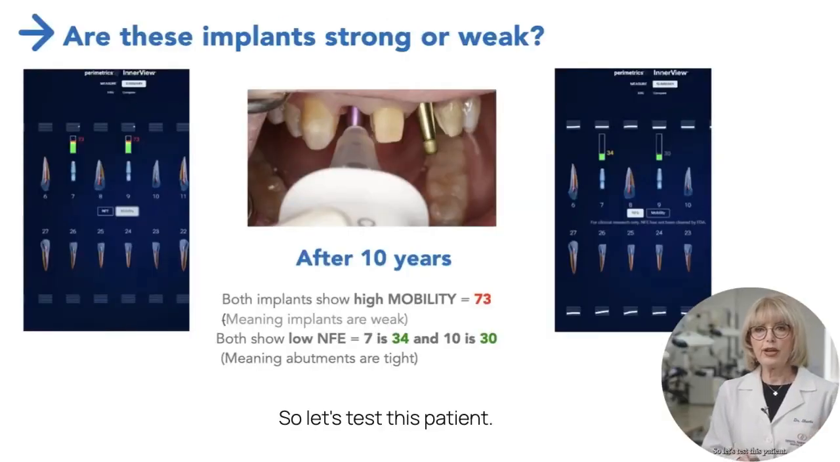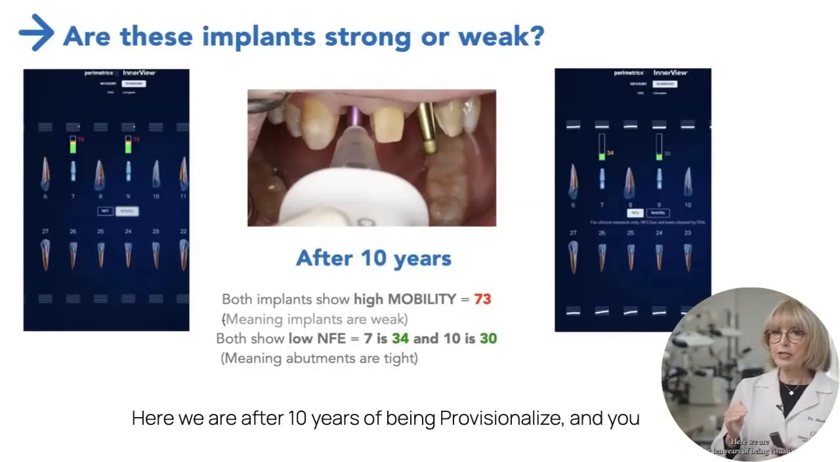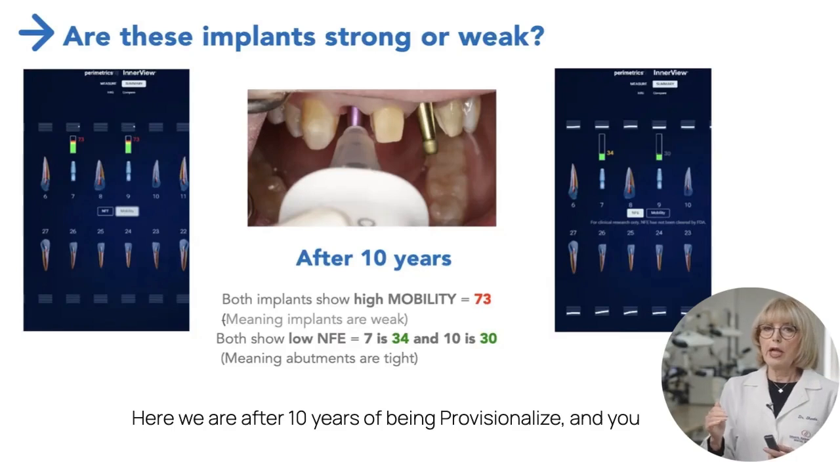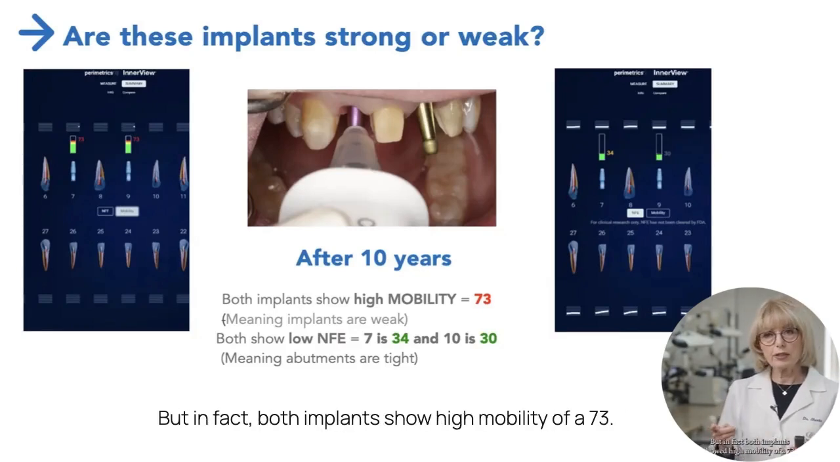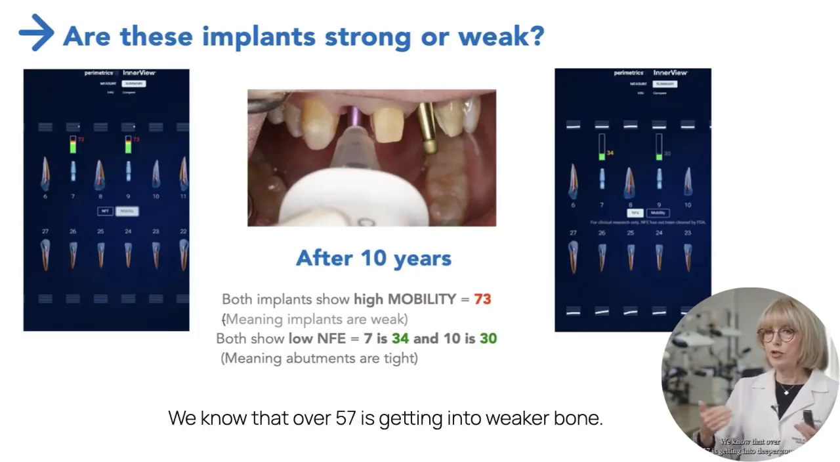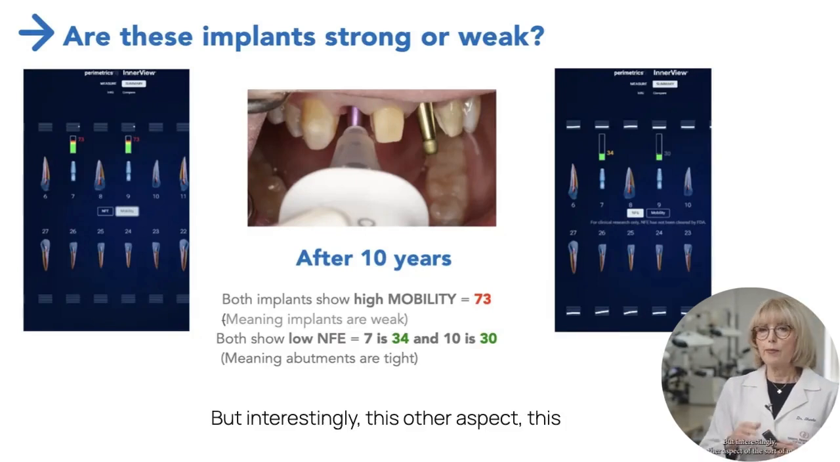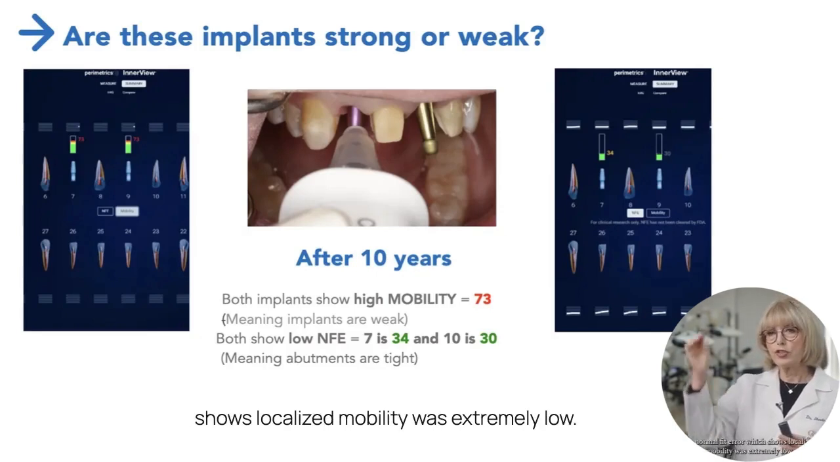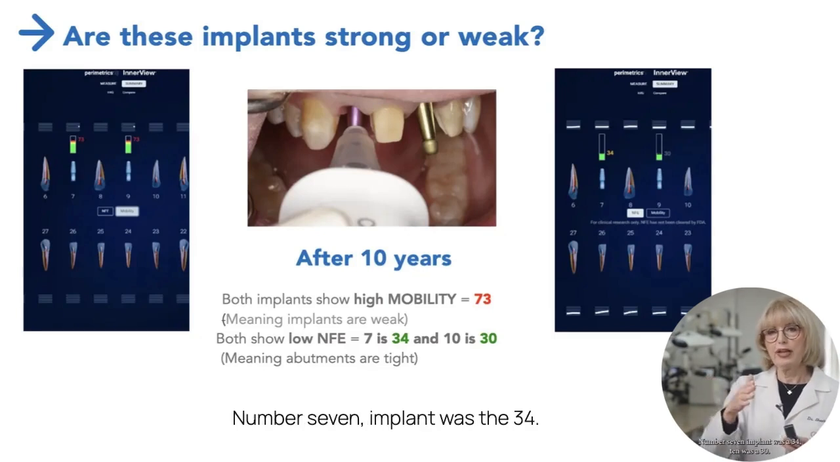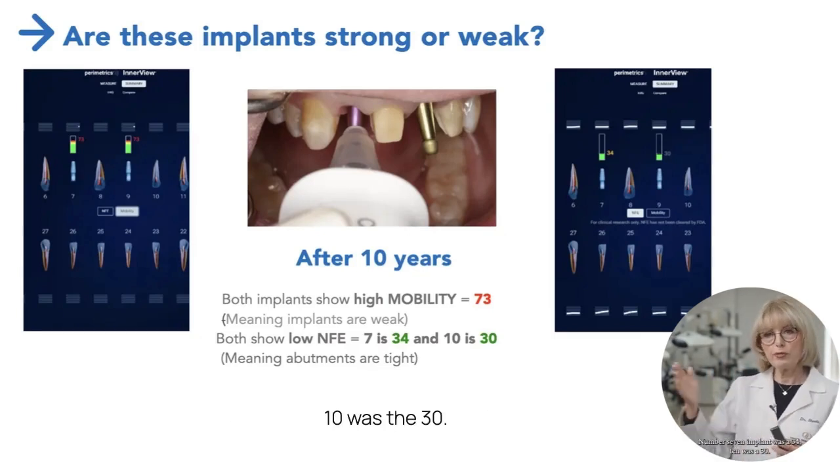So let's test this patient. Here we are after 10 years of being provisionalized, and you would expect those implants to really be well integrated. But in fact, both implants show high mobility of a 73. We know that over 57 is getting into weaker bone. But interestingly, this other metric, the normal fit error, which shows localized mobility, was extremely low. Number 7 implant was a 34, 10 was a 30.